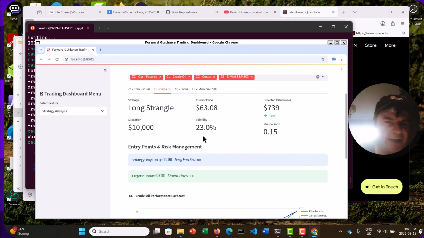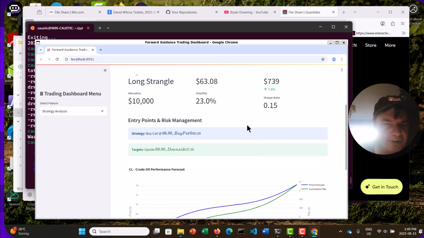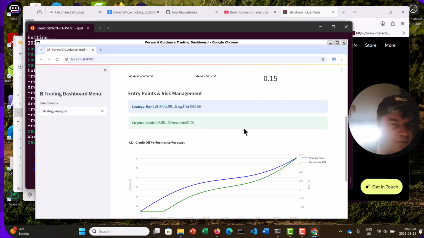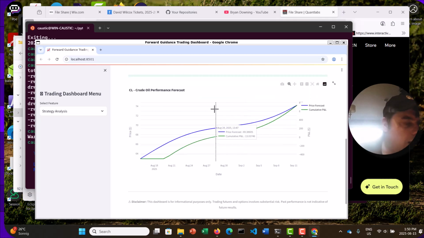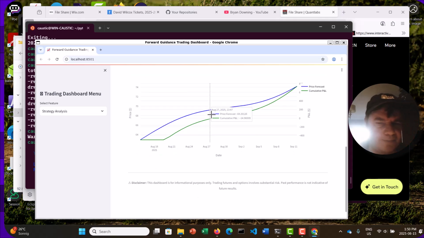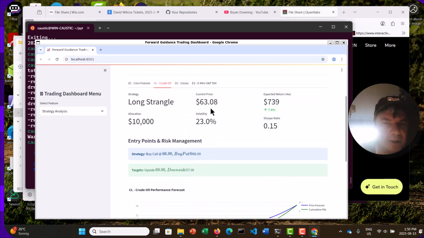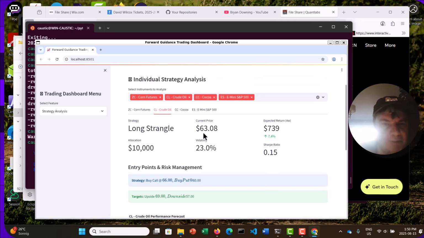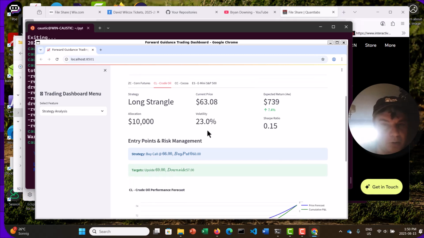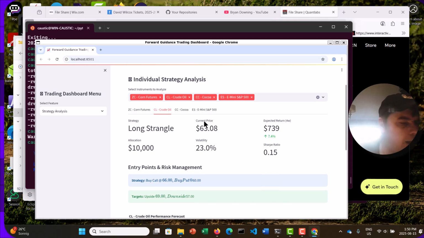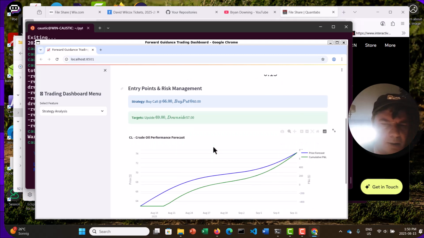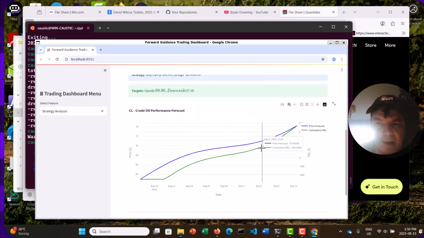So if we allocate 10K, volatility at 23 is pretty high. Current price, expected return, 7.4% over the next 4 weeks. Now, this is an analysis on an individual instrument, okay, using this particular strategy that would be applied to oil or CL. So this is basically a specific strategy designed for volatility because oil has gone volatile.